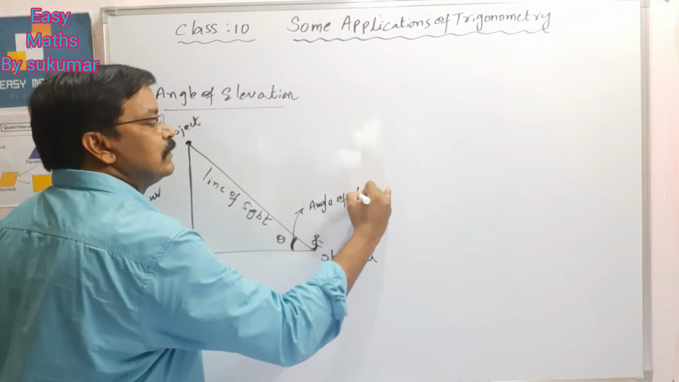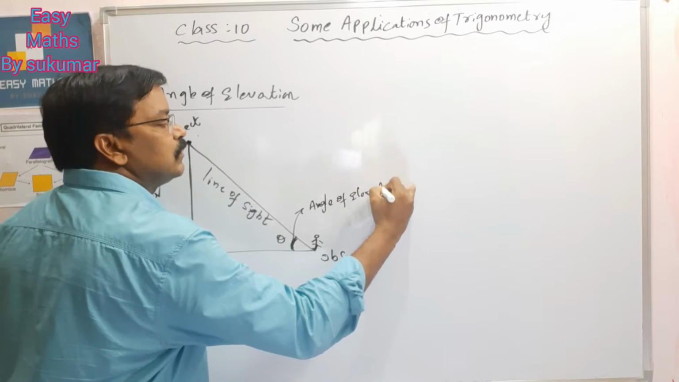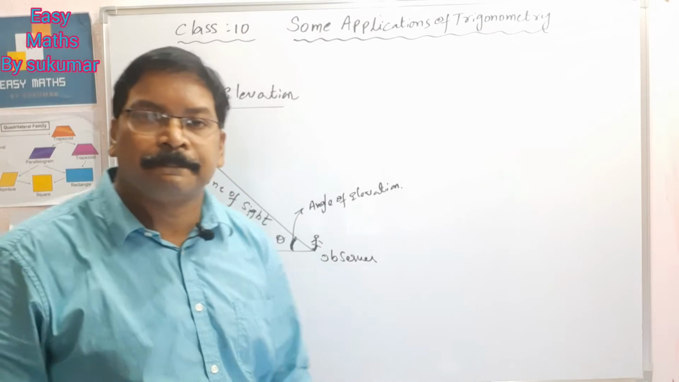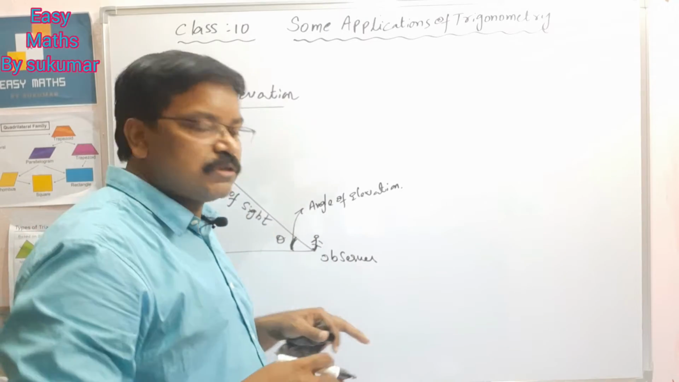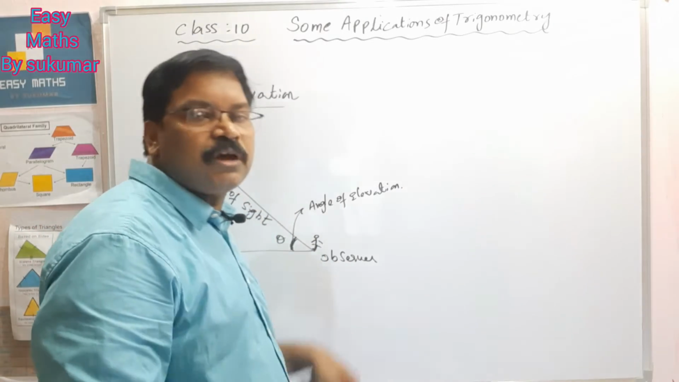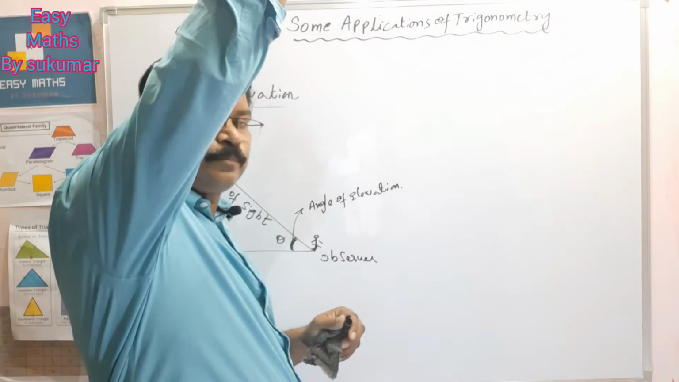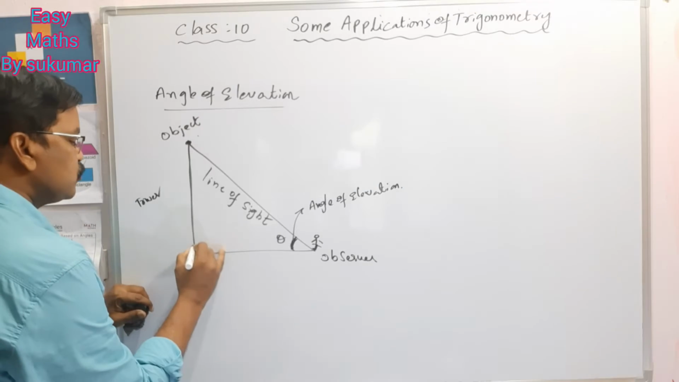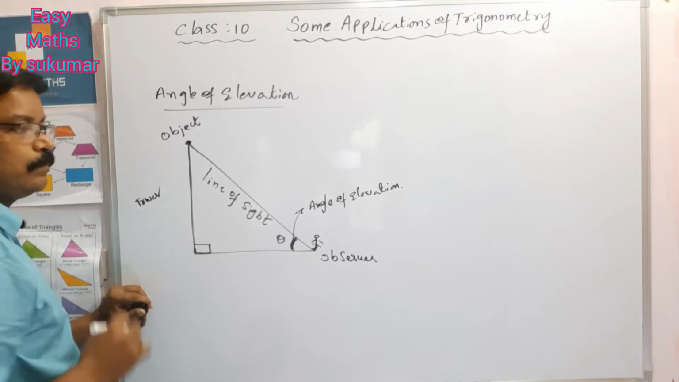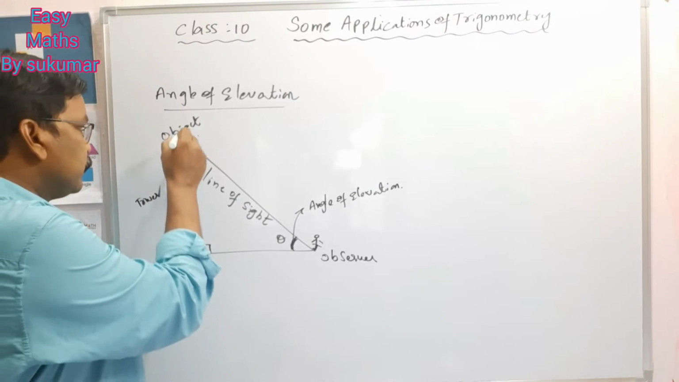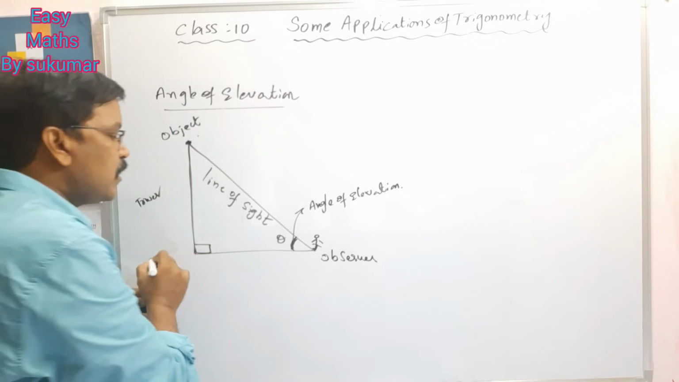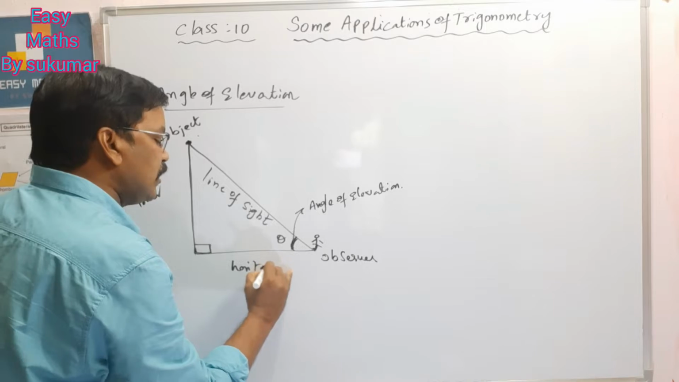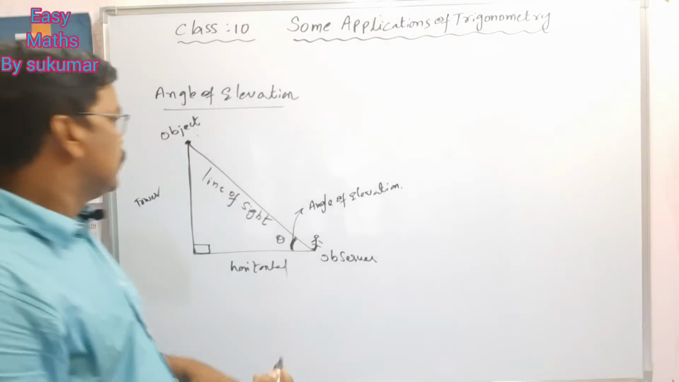That means the object always must be above the observer. The object is on top and you are down, like that. As you know, this is 90 degrees, the angle between this tower and the horizontal line, that is the ground.